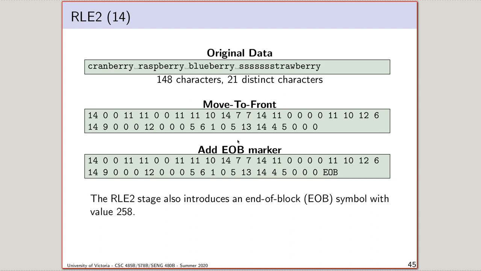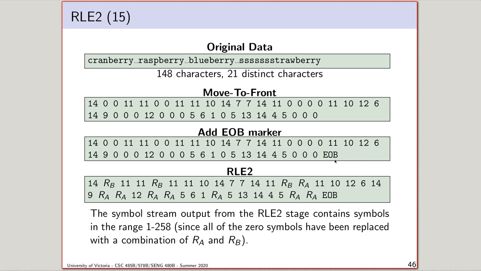Before I do RLE2, I have to add this end of block symbol. So RLE2 adds two new symbols to my symbol set. They are run A and run B. And it also adds this end of block symbol, which now has index 258. So run A is 256, run B is 257. The end of block symbol is 258. So I've added the end of block symbol. There it is. And we take that and we apply RLE2 to that. So this run of two zeros here turned into a single RB symbol.